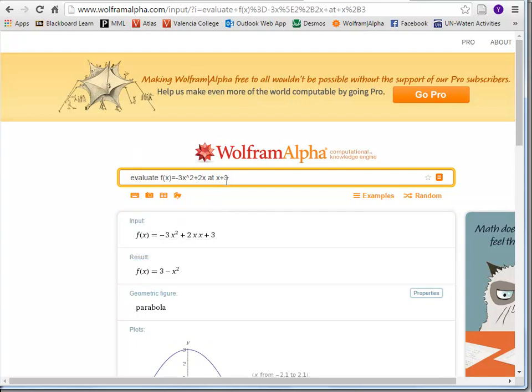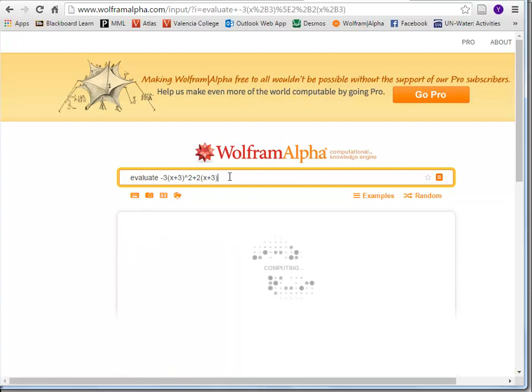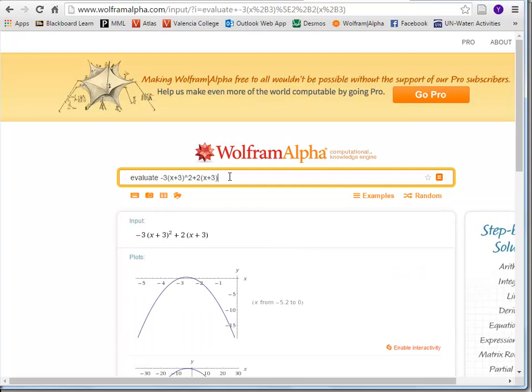And nope, that didn't work. All right, so I think what I have to do is just plug the x plus 3 in. I can say negative 3 times, and let me put parentheses, x plus 3 quantity squared, and then 2 times x plus 3. I think I actually have to plug it in first, and then it can simplify this. So let's see if that works.